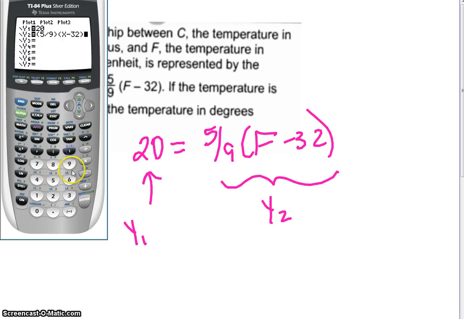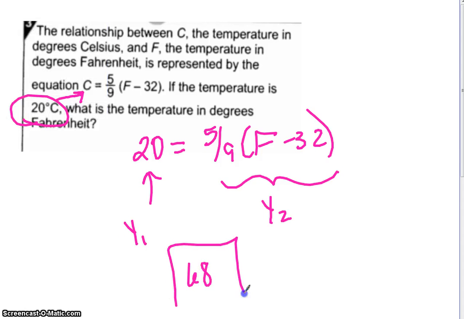Do not use the letter they have. Anytime you're at Y equal, you need to use x. Second, calc 5. Give it time to draw. It may or may not give us the answer because I don't see where it crosses. And it doesn't, so I'm going to have to go and zoom out. And now I can see where it crosses, so I go second, calc 5 again. Enter, enter, enter. And x is 68, so 68 is your answer.